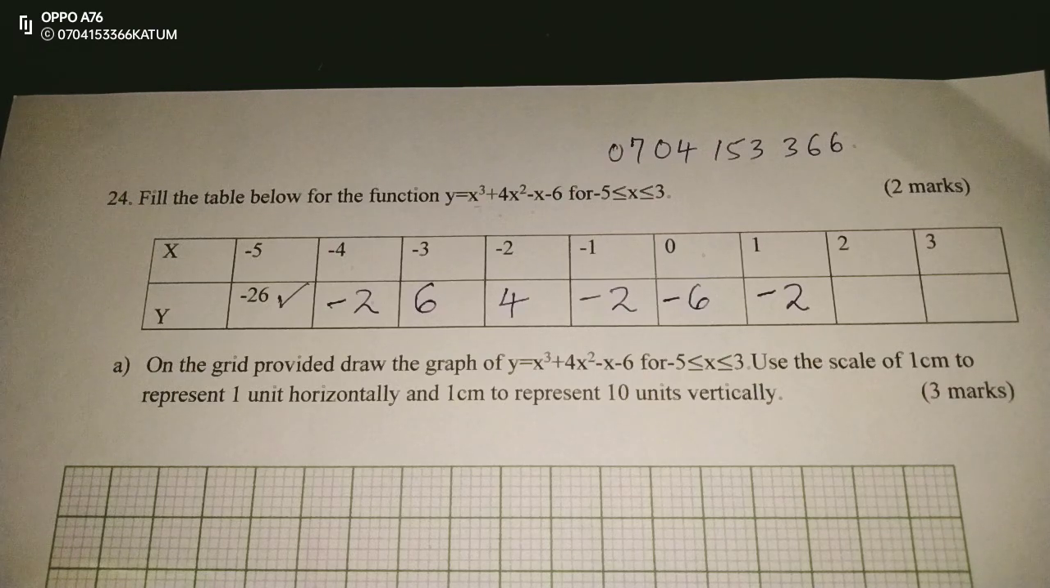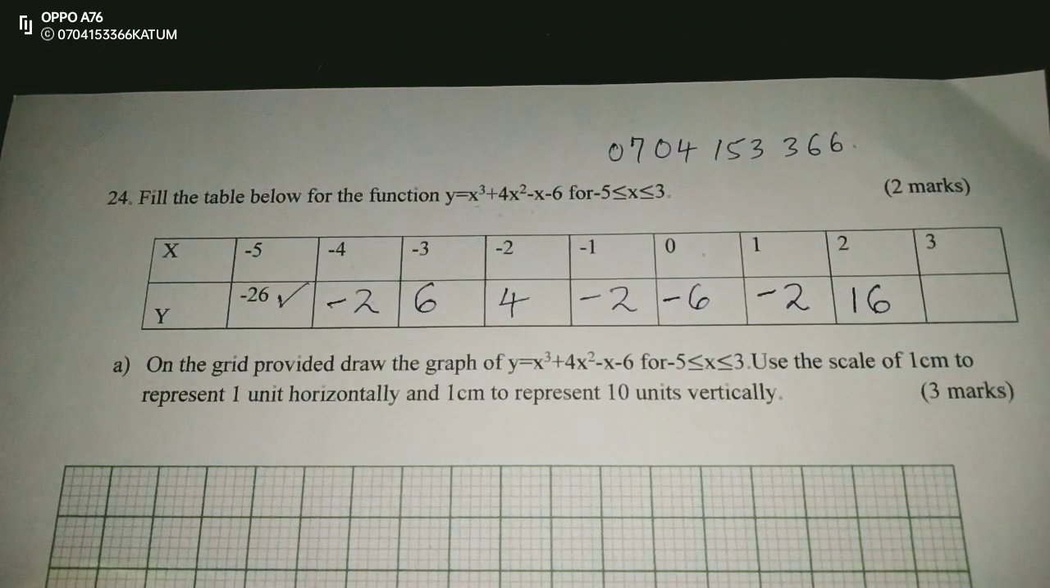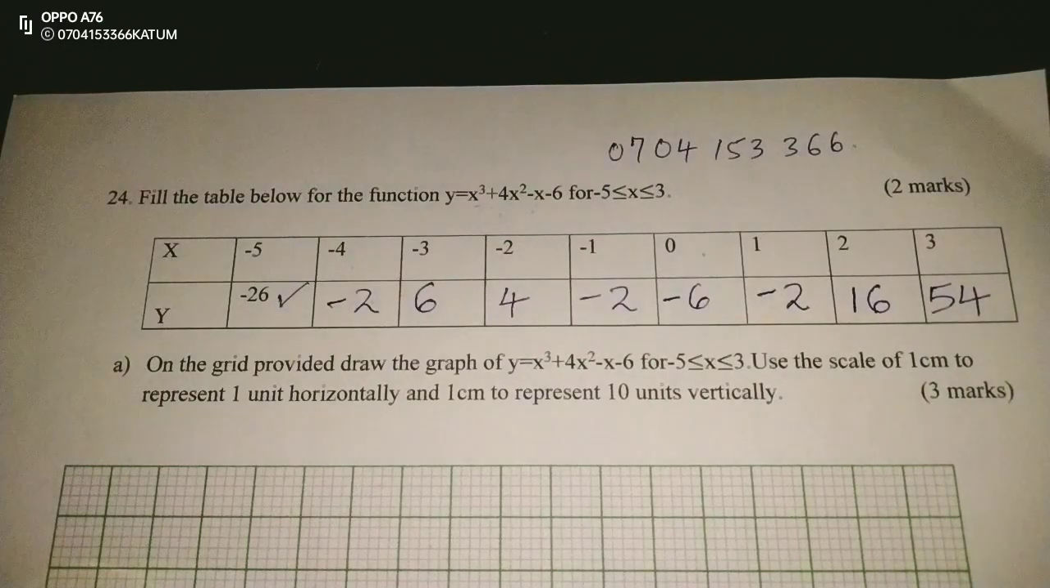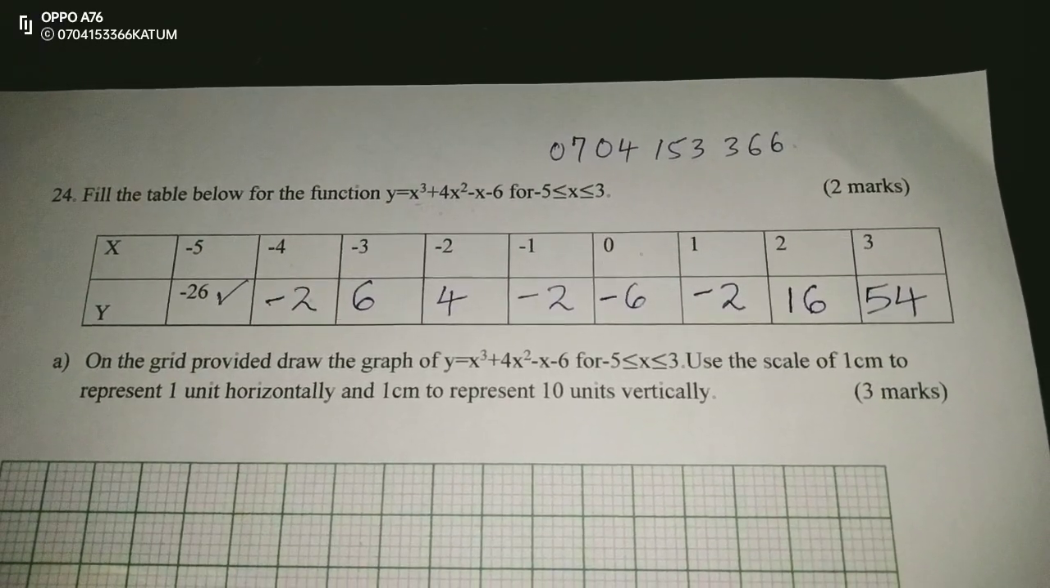So we substitute 2 now in this case. We begin with 2 power 3 plus 4 into 2 squared minus 2 minus 6. This is giving us 16. And finally we have +3. So 3 power 3 plus 4 into 3 squared minus 3 minus 6. This gives me +54. So these are the values of y with the corresponding values of x.